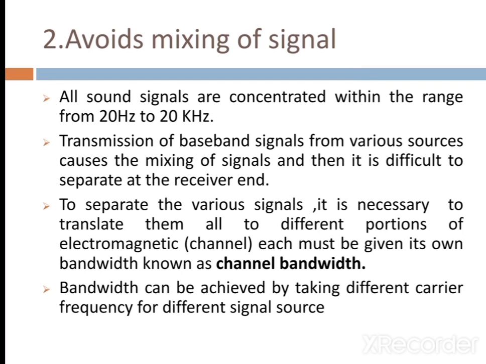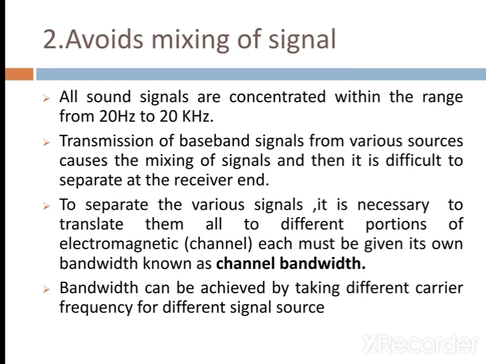Second, avoid mixing of signals. All sound signals are in the range from 20 Hz to 20 kHz. That means transmission of baseband signals from various sources causes the mixing of signals, and then it is difficult to separate them at the receiver end. Then to separate the various signals, it is necessary to translate them to different portions of the electromagnetic spectrum. Each must be given its own bandwidth, known as a channel bandwidth.